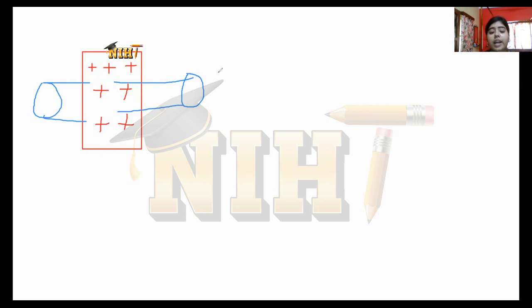So we know that the electric flux phi is equal to the electric field intensity into area. Suppose the area A is the area of the plane sheet of charge, and this is the electric field.